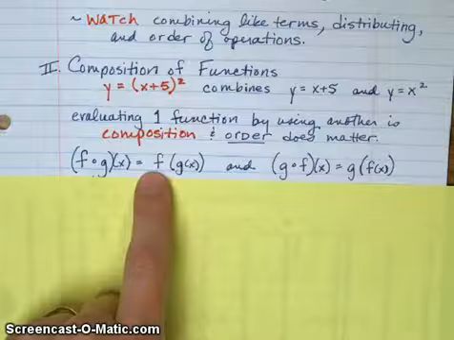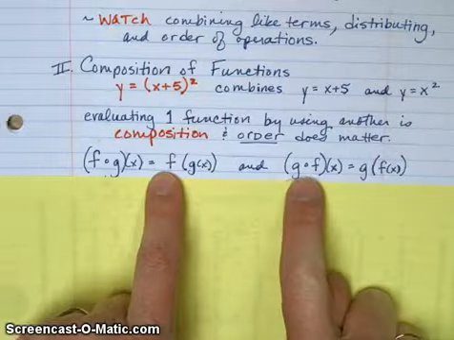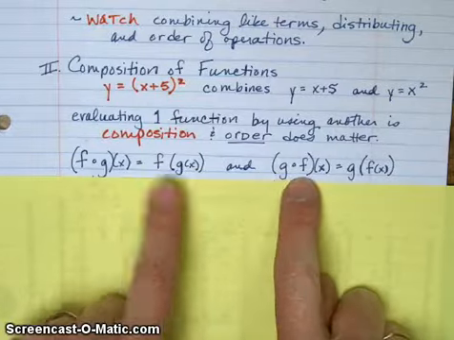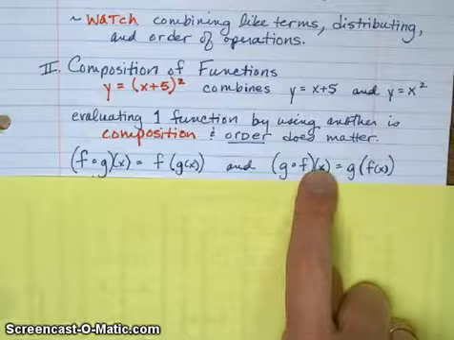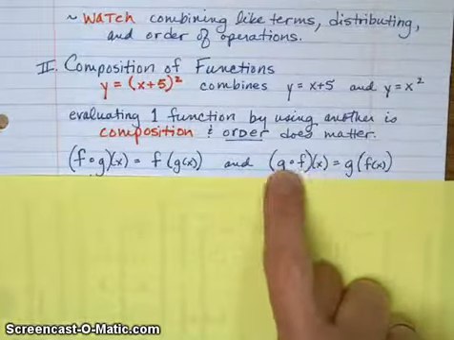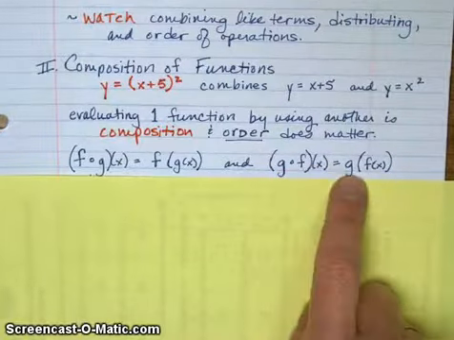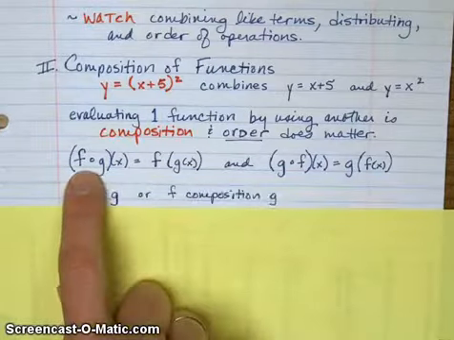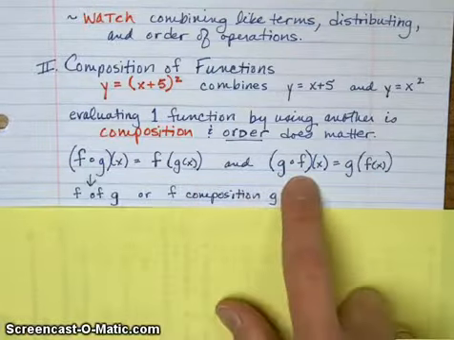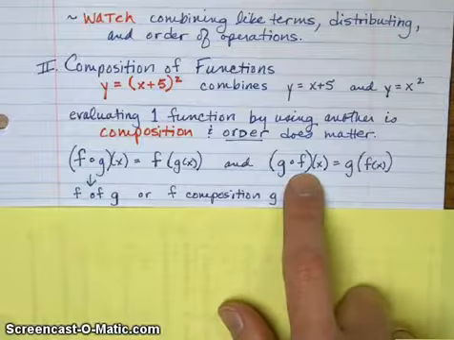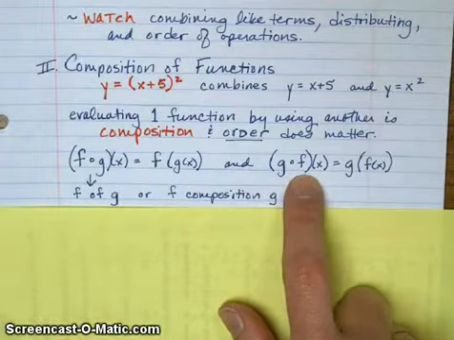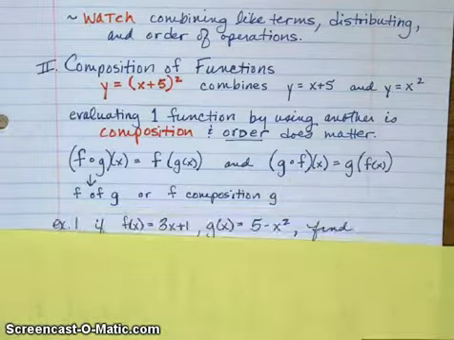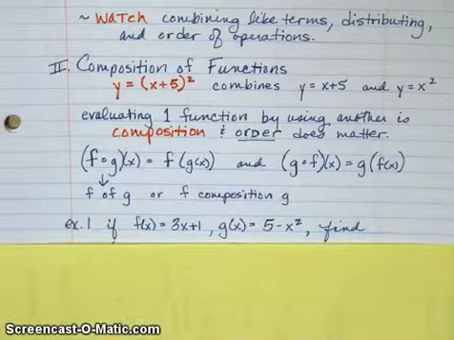Now likewise, you can have g composition f, which means that you are taking f and substituting that in for the function in g. So you read this as either f of g or f composition g, or g of f or g composition f. All right? So if we pick an example, I'm going to let you write that down.